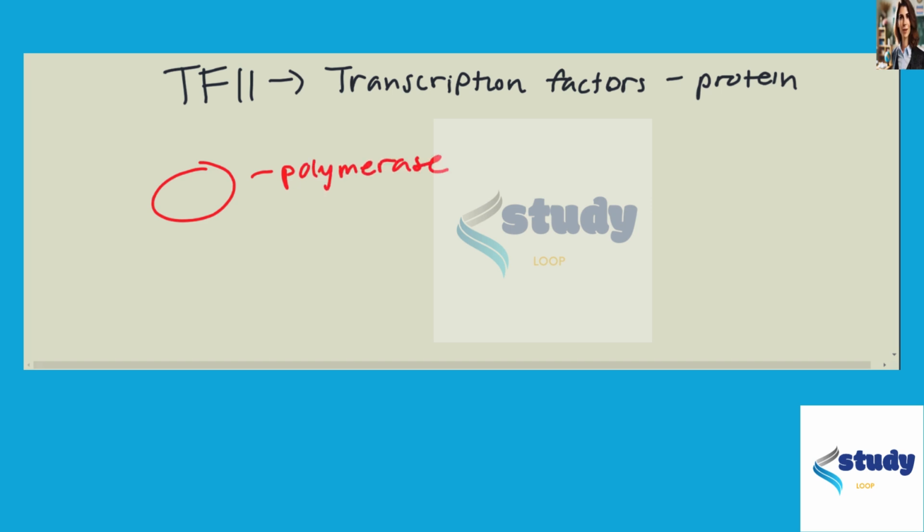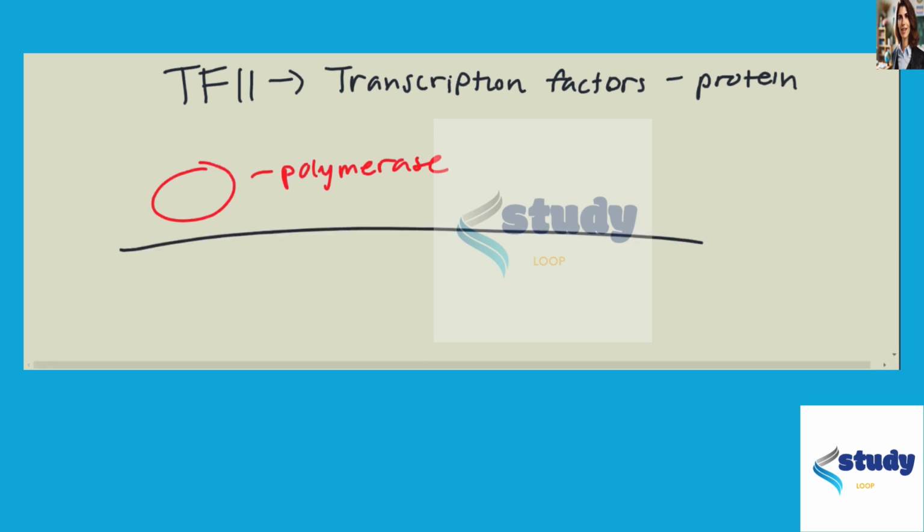present in. So for a TF2, essentially, as I said before, it's a protein involved in transcription. And what it does is that these proteins are going to be present in helping a polymerase, the enzyme responsible for the actual transcription process of making the RNA nucleotides come together.